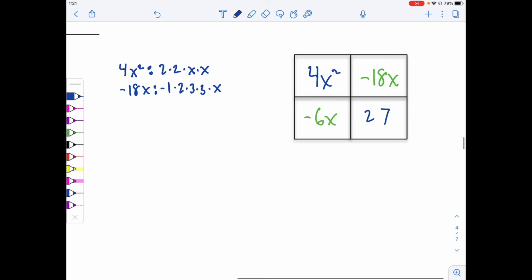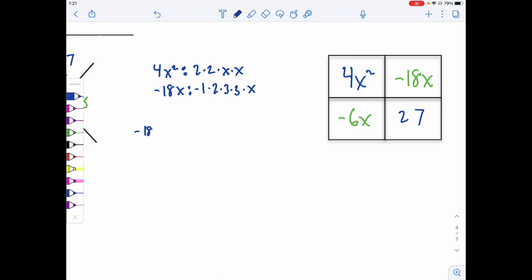For negative 18x, we take out the negative 1, then 2 times 3 times 3 with 1x, because negative 18 we broke down into 2 and 9, and 9 is 3 times 3. So those are our factors: negative 1, 2, 3, and 3. Our common factors are 2 and an x. So this is going to be 2x. That's our GCF.